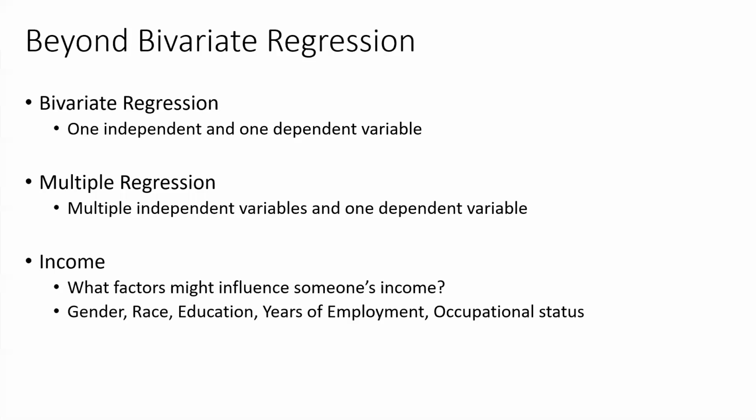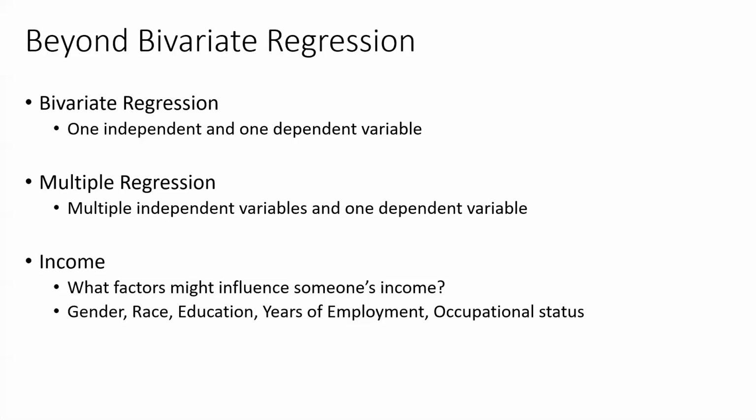It's often not enough to look at how a single independent variable connects to or influences a single dependent variable. We talked last week about how that model is really simple and that there are many factors that can influence the outcome of a dependent variable. For example, if we want to talk about income as our dependent variable, there are several factors that influence how much money someone makes. We might think about things like gender, race, education, occupational status, years of employment. All of these things are influential and connected to how much someone earns.